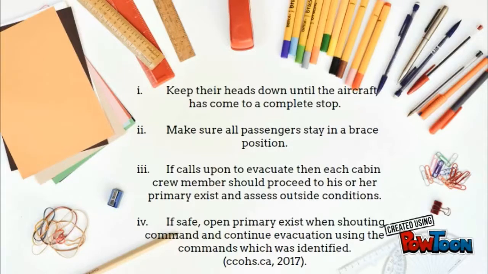Keep their head down until aircraft has come to a complete stop. Make sure all passengers stay in a braced position. If called upon to evacuate, then each cabin crew member should proceed to his or her primary exit and assess outside conditions. If safe, open primary exit while shouting command and continue evacuation using commands which were identified.